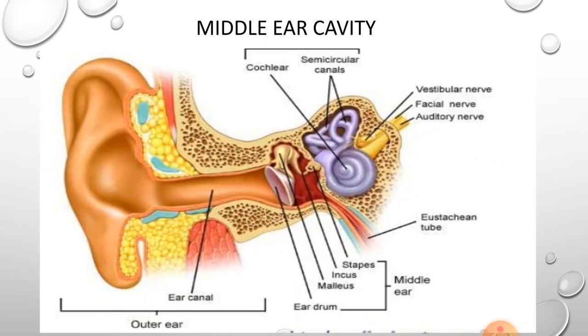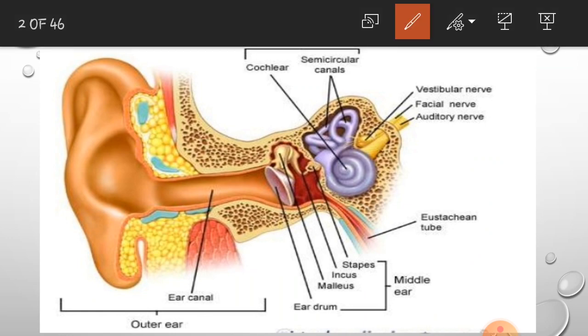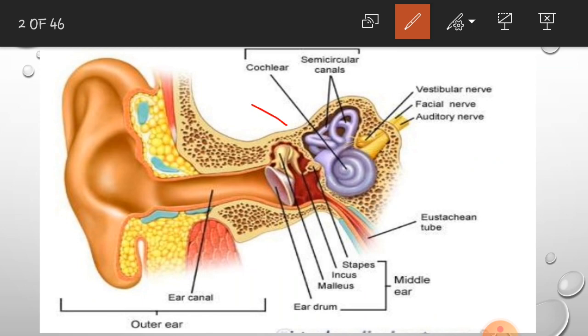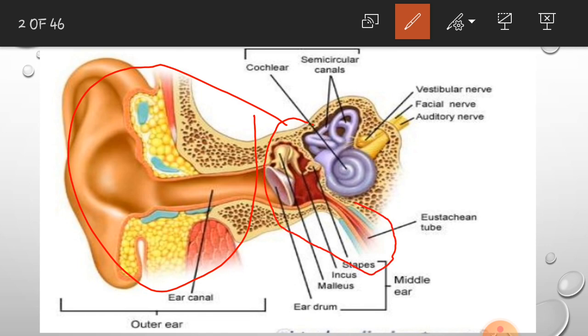As you can see in this diagram, we can see all the three parts of the ear, which is the outer ear. Let me just encircle this so you know what I'm talking about. This is the external ear. Then the next thing that we are talking about right now is the middle ear, and in the next class I'm going to teach you about the internal ear. Okay?